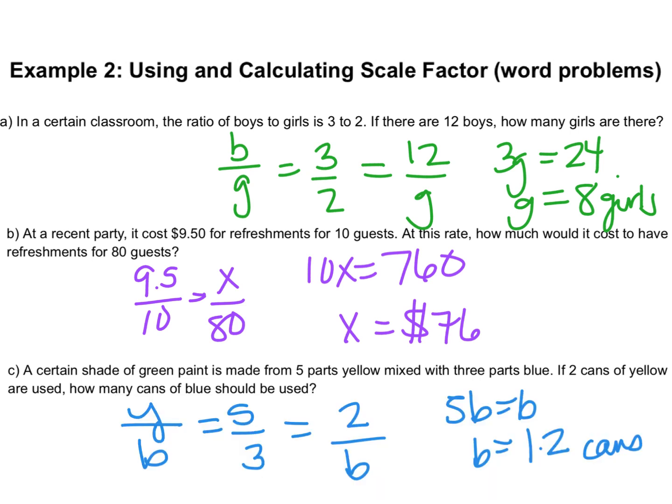So the proportion I'm going to use is if yellow to blue is 5 to 3, then this is what I'm actually solving here. 5 yellow to 3 blue. Well, if I have 2 yellow, how many blue do I need? And it's going to be 1.2 cans. So I'm not going to need an entire second can for the blue, just 1 2/10 of it, which I know can be tricky to actually measure out, but that's the way it works in order to get that perfect shade of green.